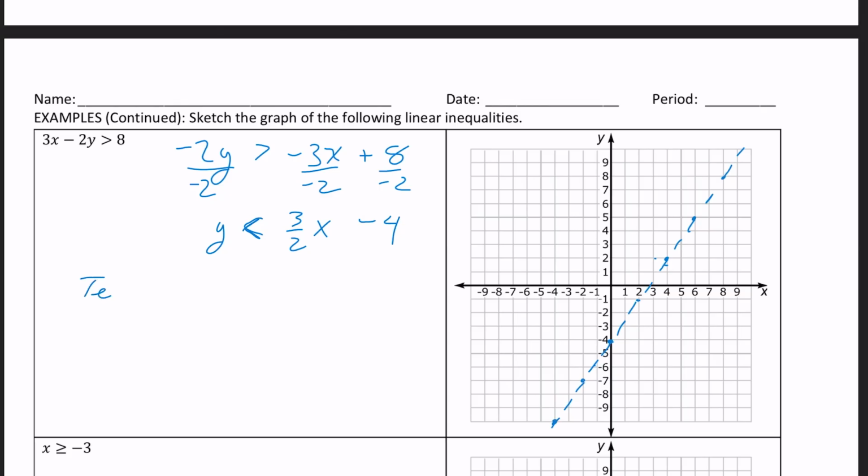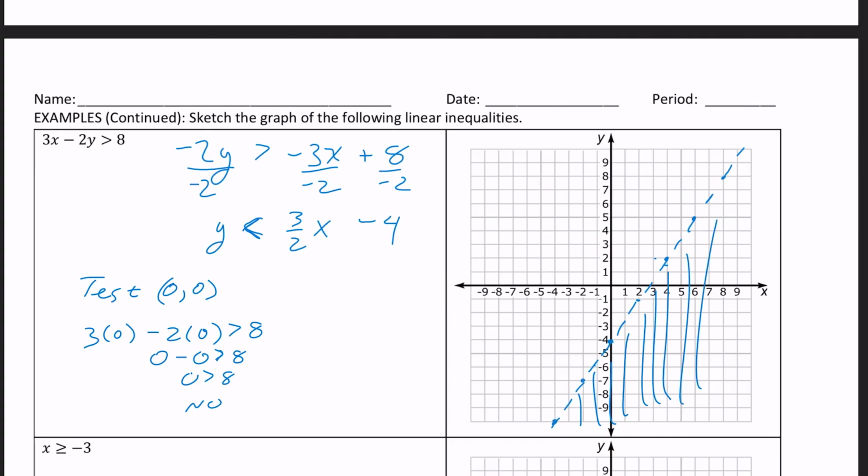But I'm still going to test 0, 0 just because it's never very hard. And I'm going to go back to the original statement of 3x minus 2y is greater than 8. So is 0 greater than 8? And the answer is no. And that's extra confirmation that I should be shading this region here. So 0, 0 is not in the region that has solution points.